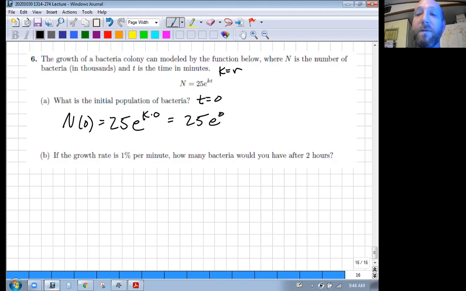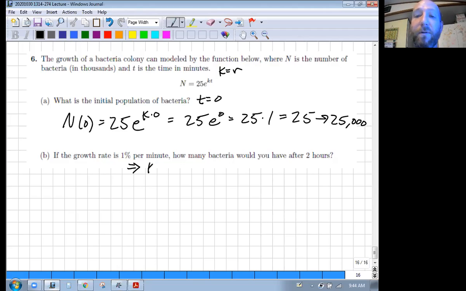So e to the 0, anything to the 0 power is just 1. And this is in thousands, so 25,000 bacteria. You can just look at it: at 0, this goes away, right? This becomes 1. You're just left with 25. So 25,000.